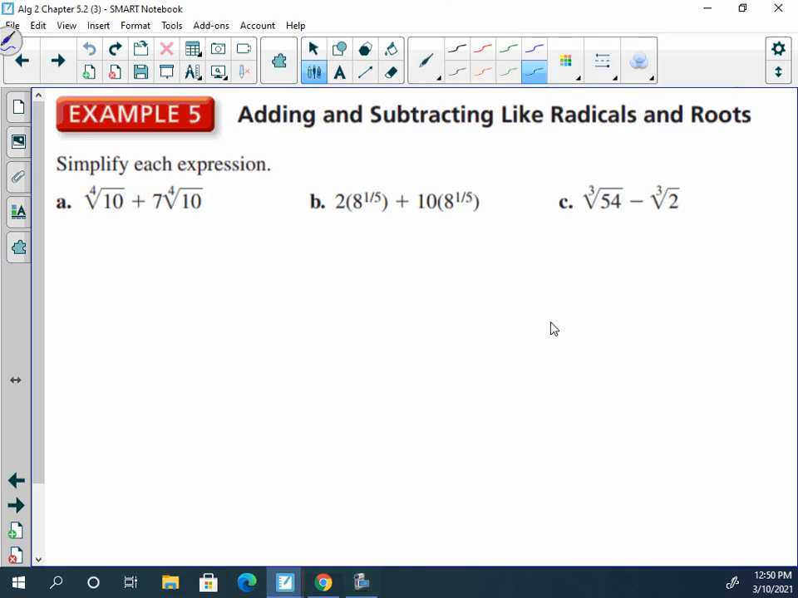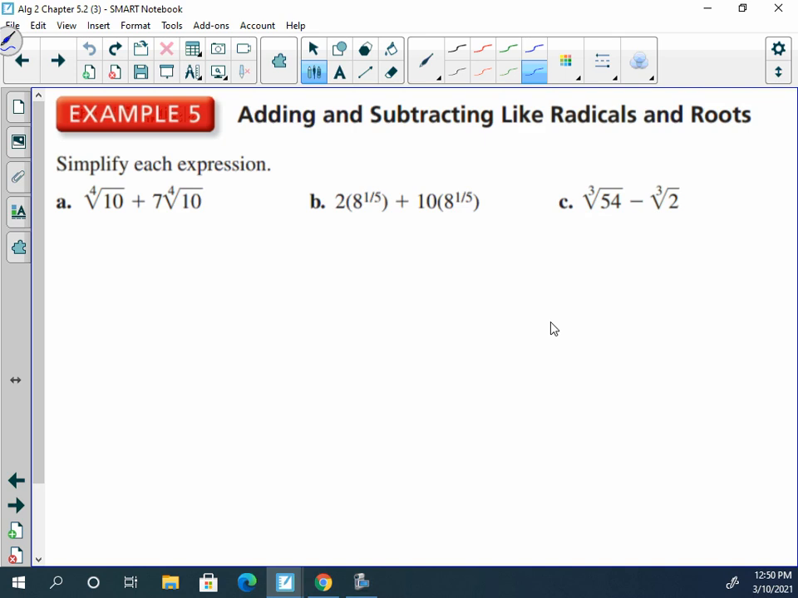Addition and subtraction. Adding and subtracting rational expressions, radicals and roots. The way that we can add and subtract radicals is if the index and what is inside the radical are the same. And if they are, we can just go on and add the coefficients.